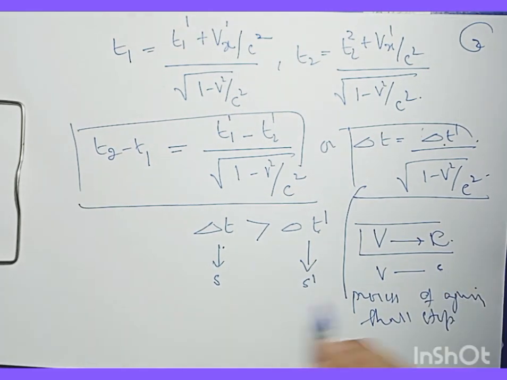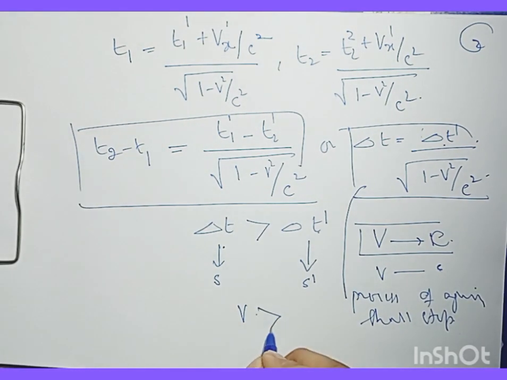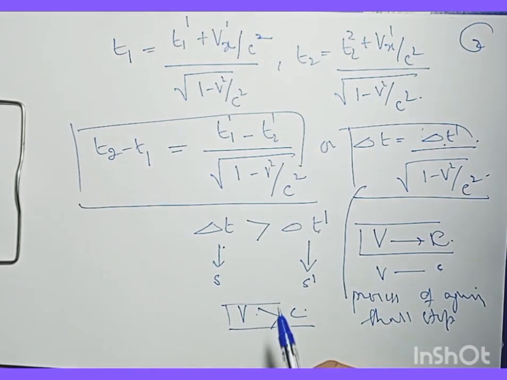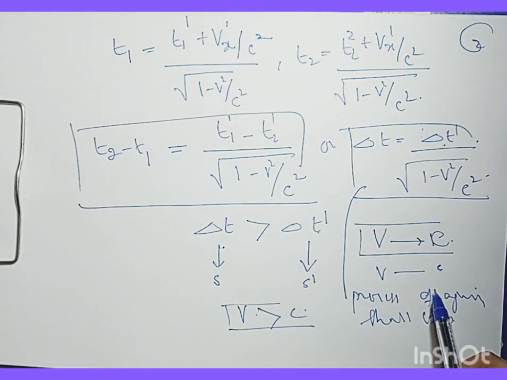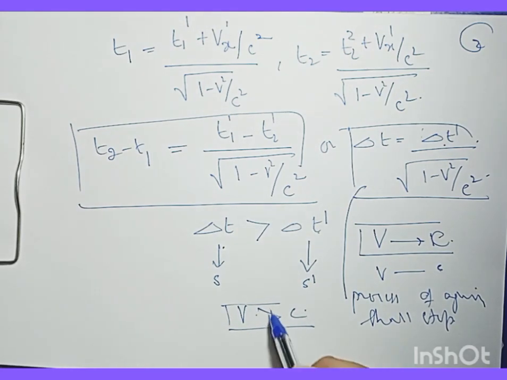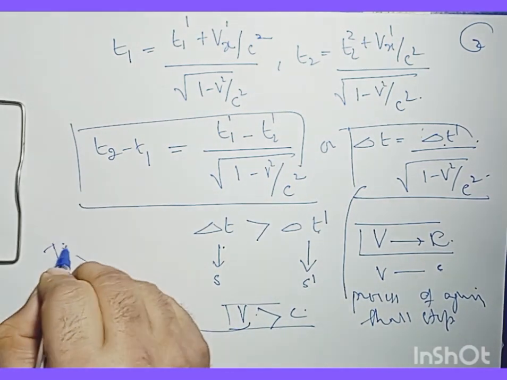And if we assume that v, the velocity with which the clock in S dash is moving, is greater than c, which is not possible because the speed of any object cannot cross the speed of light. But if we assume, at least from a mathematical point of view, that v is greater than c, then there will be what is called time reversal.